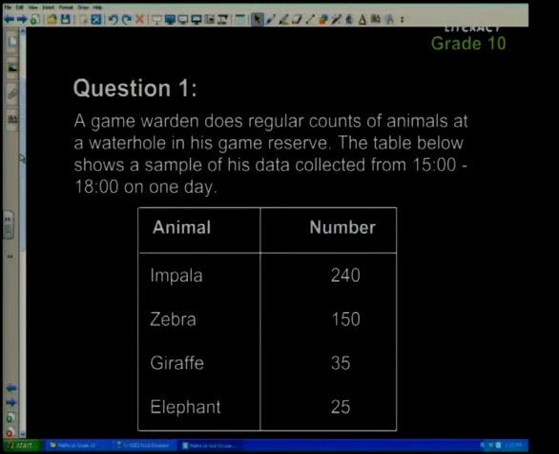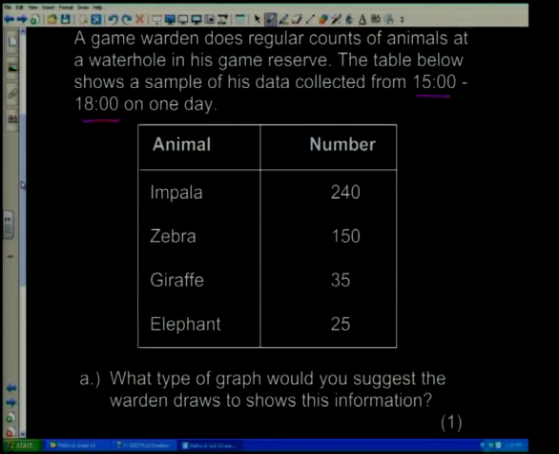Right. A game warden does regular counts of animals at the waterhole in his game reserve. The table below shows a sample of his data collected from 3 o'clock until 6 on one day. So at his game, we've got impala, he counted 240, zebra 150, giraffe 35, and elephants 25. I think I would have loved to be sitting at that watering hole at those particular hours. It would be nice to see. Anyway, let's see what the question says.